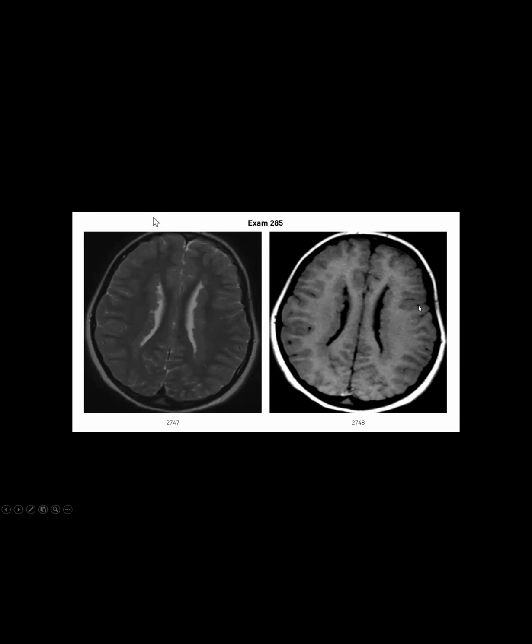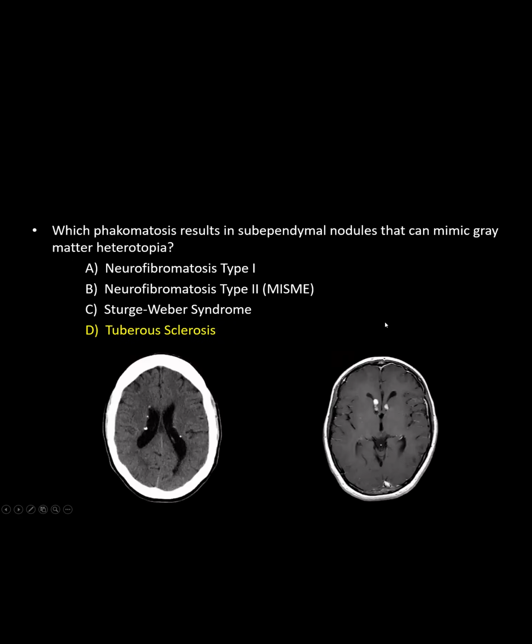This is heterotopia. If they were calcified and they enhanced, then I would think, like you're saying, Sergio, of tuberous sclerosis. If they're not calcified, if they don't enhance and they look like gray matter in all pulse sequences, then it's heterotopia and not nodules from tuberous sclerosis. So this is an example of what you might see with tuberous sclerosis. You get nodules along the margins of your ventricles, but they often calcify, they often enhance, and they don't follow gray matter signal.